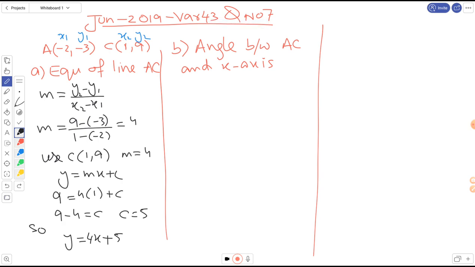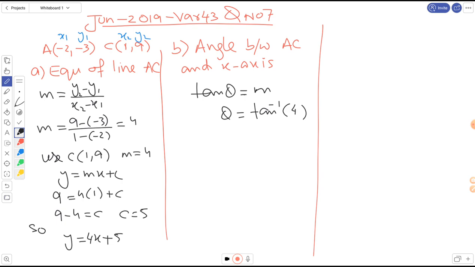How to do this one? Angle between AC and the x axis. Two techniques are there. One technique is first you sketch and then you find the angle. Or second technique: if your gradient is positive, then we have a shortcut. What technique? Tan theta is equal to the gradient. So if I put this gradient 4 here and find the inverse, you can get the answer so easily. Tan goes there and becomes tan inverse of 4.